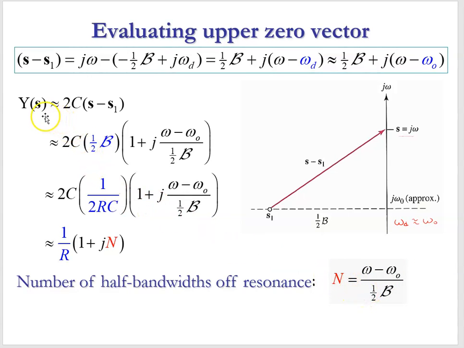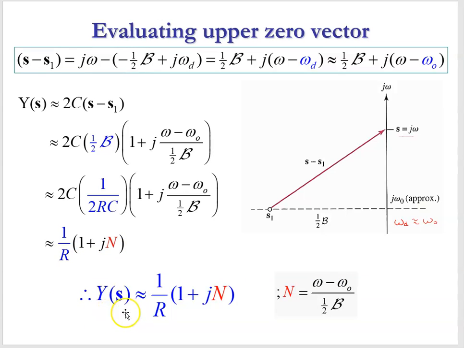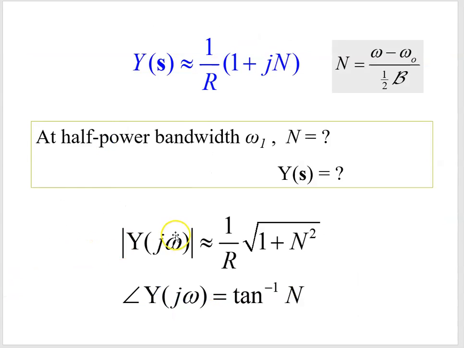So we can determine, in high Q situations, our admittance just in terms of the resistance and the number of half bandwidths off resonance. So that's the approximation that we can use for high Q circuits. Remembering, what we're referring to as N is omega, our operating frequency, minus the resonant frequency of the circuit divided by the half bandwidth of the circuit. And omega naught and the bandwidth are calculated from the characteristics of the circuit.